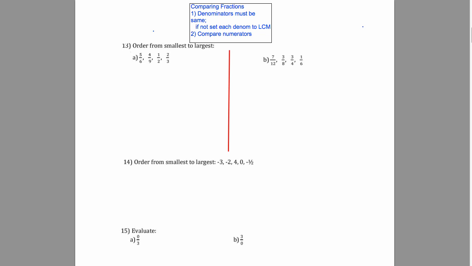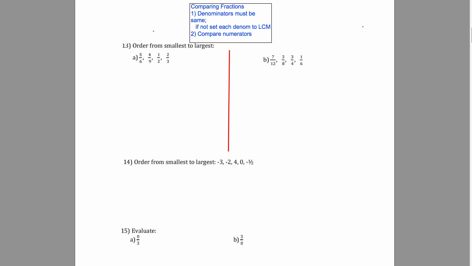What you do is you find the least common multiple, which we call the LCM, and then create equivalent fractions with that least common multiple. At that point, when they have the same denominators, you compare the numerators. I see in part A, the denominators are all different. So I'll have to find the least common multiple and use that as a common denominator for all the fractions.